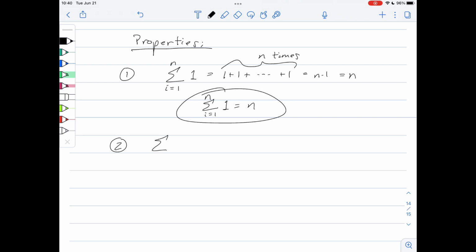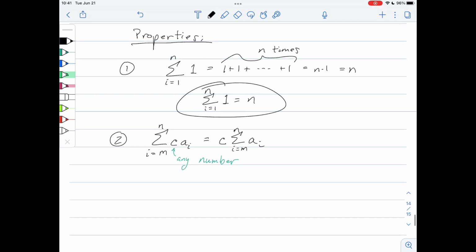So property 2, we're looking at the sum of c times a sub I as I goes from 1 to n. We could replace this with m as well, and it won't really change anything. Where c is any number, so it could be a 2, a 7, it can be anything. So property 2 says we can take that constant and we can pull it outside of the sum. So we can rewrite this as c times the sum from m to n of a sub I.